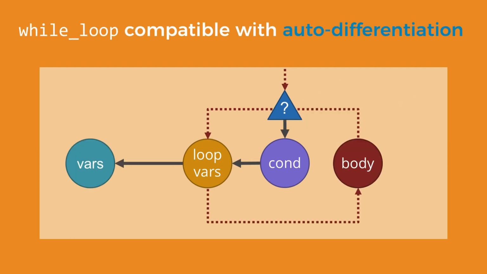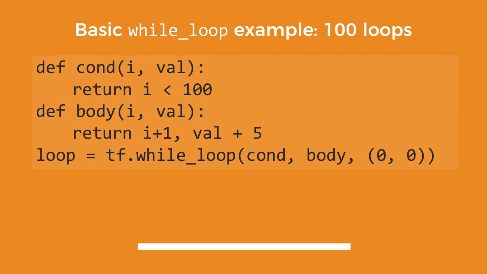And just to note, while loop is totally compatible with automatic differentiation. So if you have it loop 10 times, it's going to automatically differentiate backwards 10 times. And here's an example of doing a very, very simple while loop 100 times. All we're doing is adding +5 100 times.